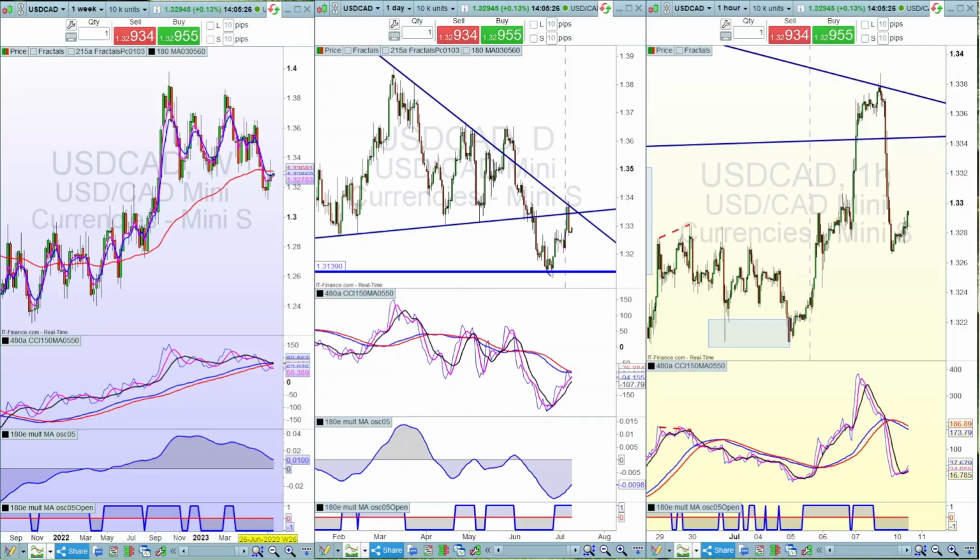This is a US Canadian dollar currency update. On the weekly we're in a bearish mode, on the daily we're in a bullish mode, and on the hourly we're in the middle of a bearish divergence, and I'll go through each of those.